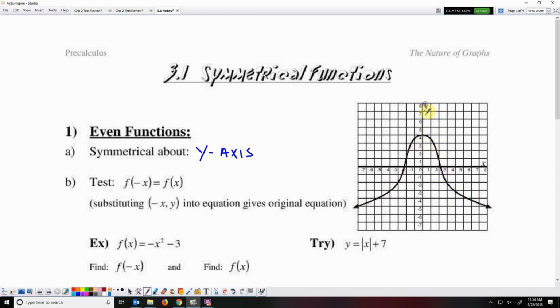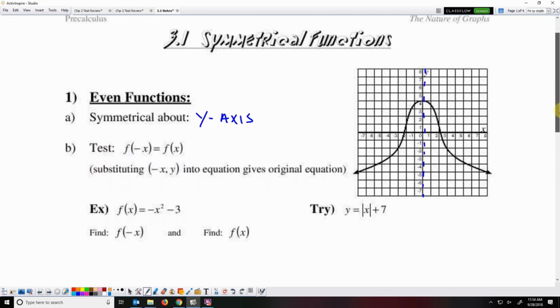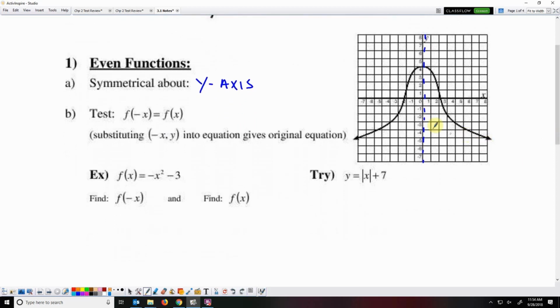This function here, there's the y-axis, and that is a line of symmetry for this function. So that's a type of function with symmetry about the y-axis. It's got a special name called an even function. If you are just given an equation and you want to know, will a function with this equation be an even function? Will it have symmetry about the y-axis? The test is f of the opposite of x will equal f of x. And that f of x is the original function.